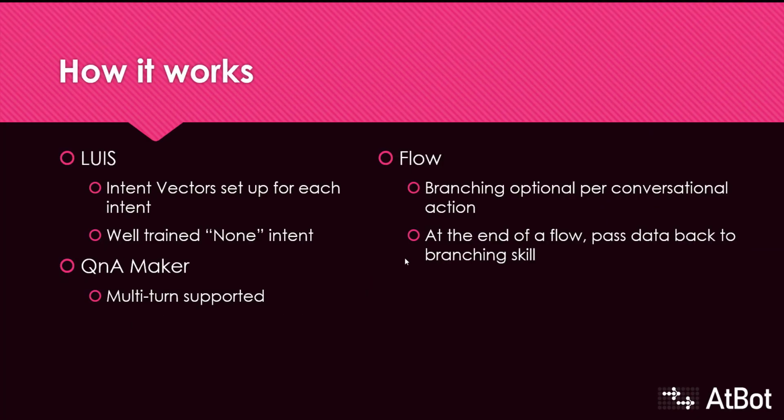Branching is highly dependent on LUIS and a well-trained LUIS model. You'll want to make sure that your None intent is well-trained to not pick up false positives. Branching supports QnA Maker, so you can branch out into QnA Maker and get answers while you're inside of a skill. And then flow is really where you control whether or not you're allowed to branch, and also sending data back to the branching skill from the one you branched to.